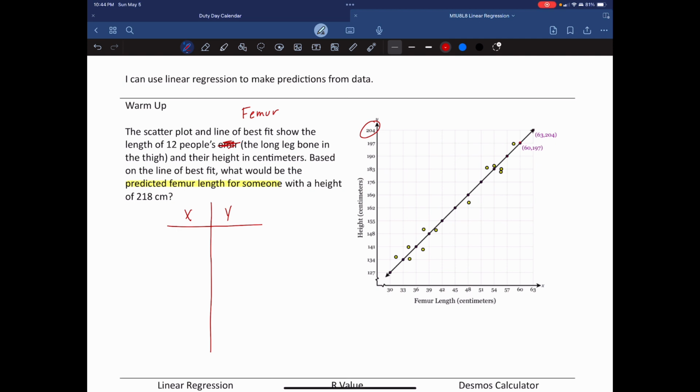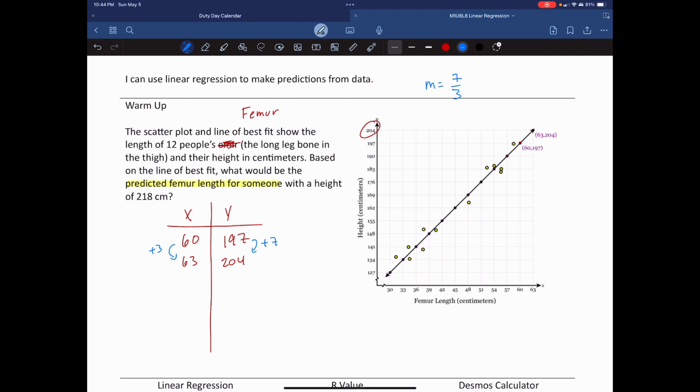Okay, so we're going to pick from these points here, right? So we have 57, 60. Given to us, we have 60 and 197. And we have 63 and 204. Okay, so our slope is going to be the same. Our run is going to be plus 3, and our rise is going to be plus 7. So our slope for this line is going to be 7/3.